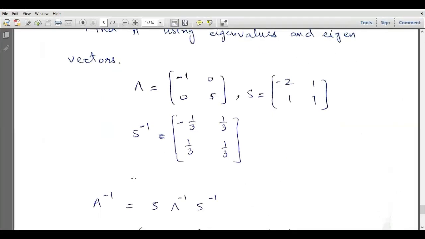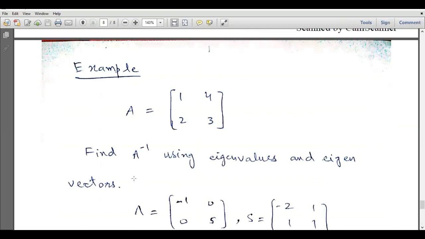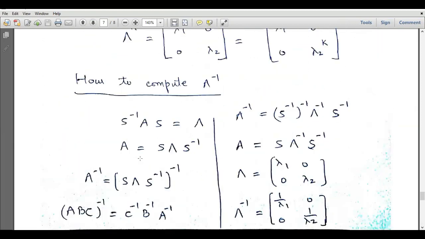So that is all about our today's lecture, and I hope you have clearly understood how to evaluate power of a matrix and inverse of a matrix using eigenvalue method.